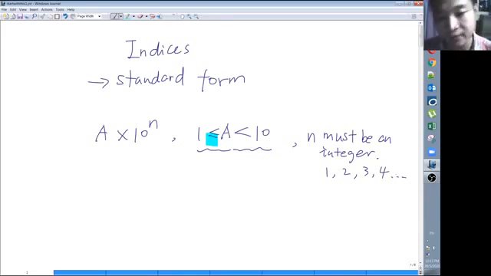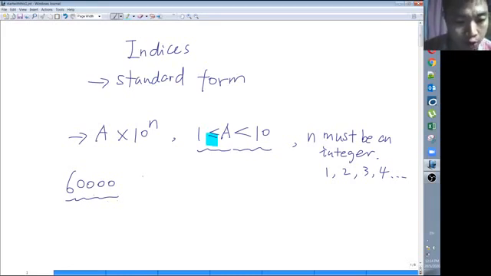So with this definition, let me elaborate with some examples so that you can make use of this definition to express your number in standard form. Let's start off with the number 60,000. In order to express this number in standard form, first you need to find out what your a is, and then find out what your n is.